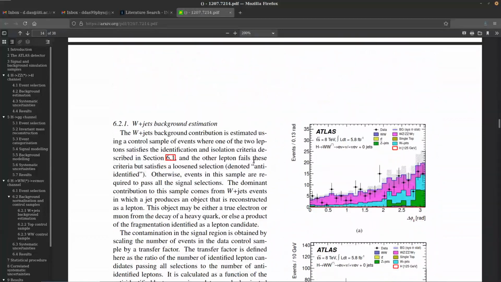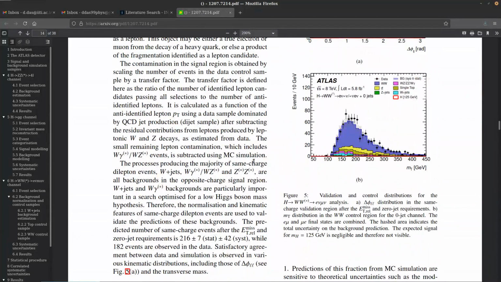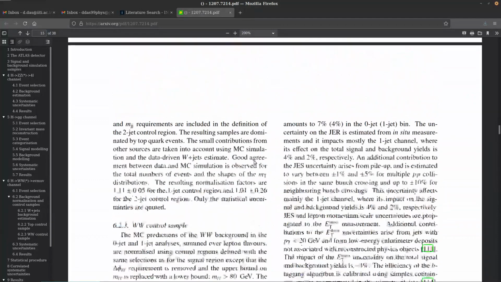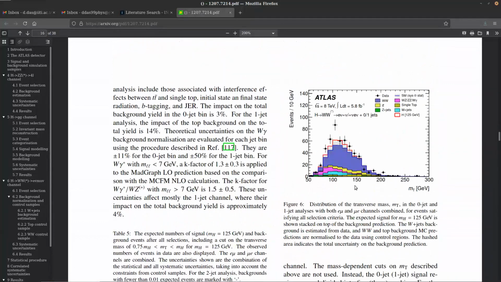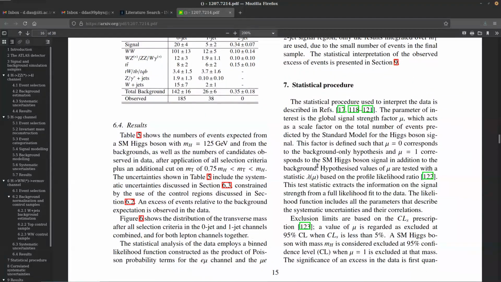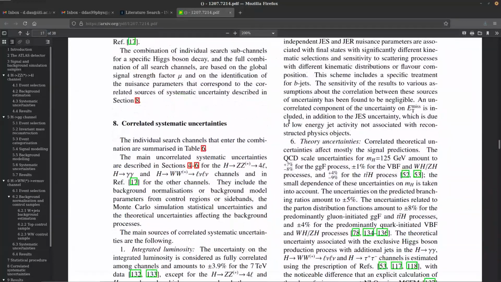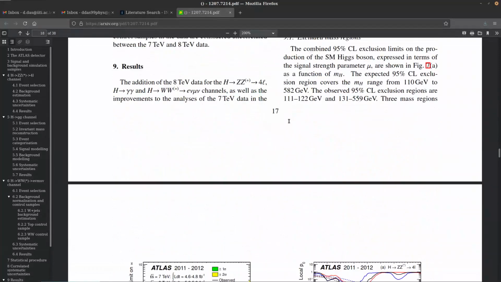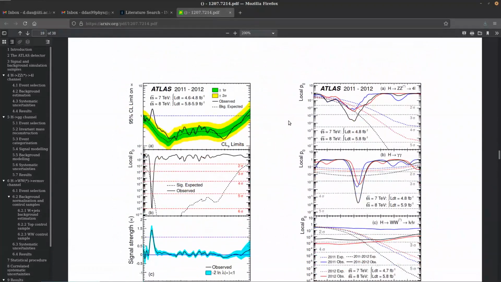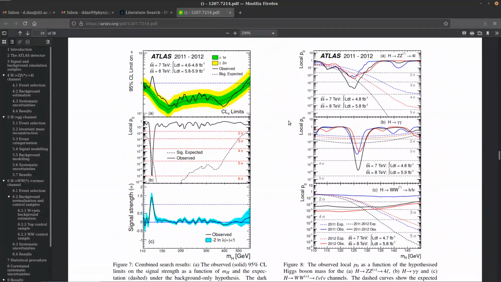Do they give the p-value? Transverse energy plane to WW star. Statistical procedure. They explain this thing here. They do a multivariate analysis. But we can do a simple-minded analysis. Here you go. This is beautiful.